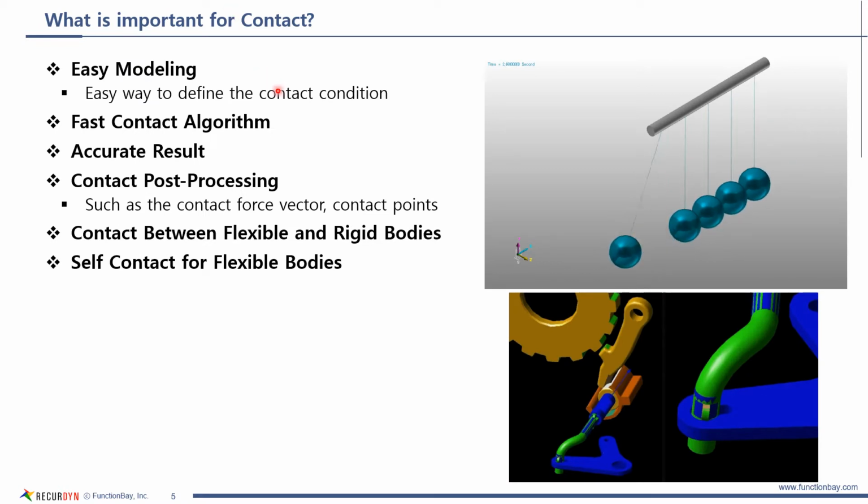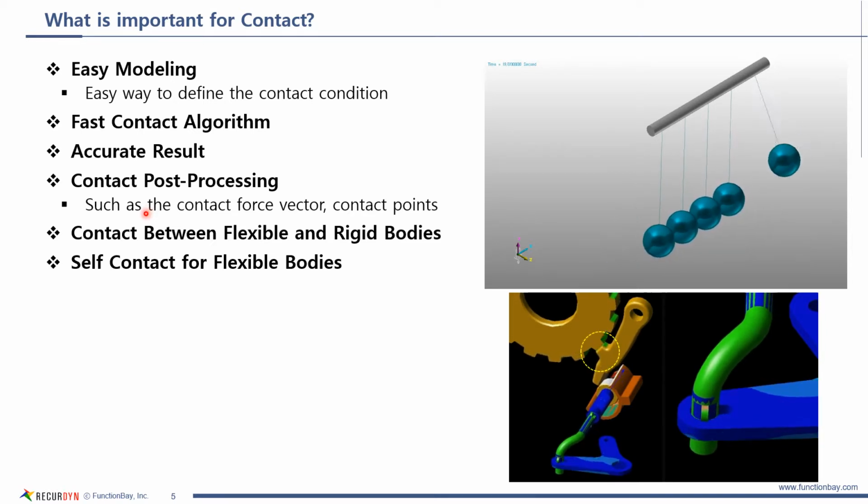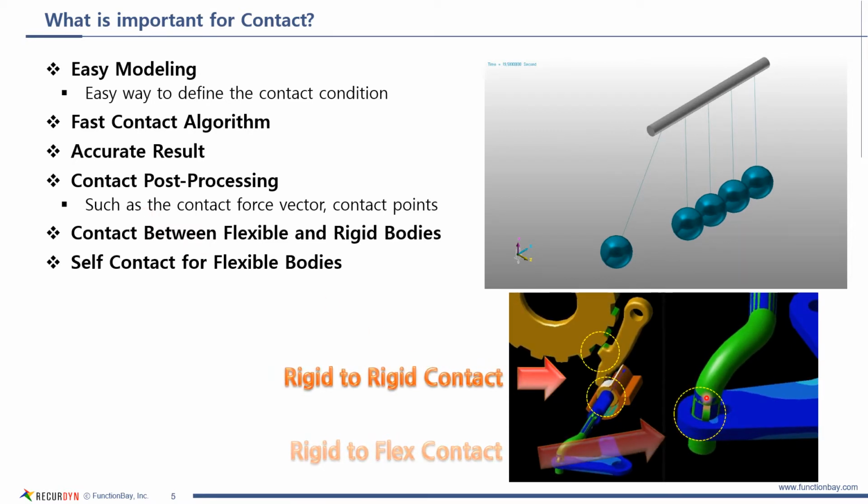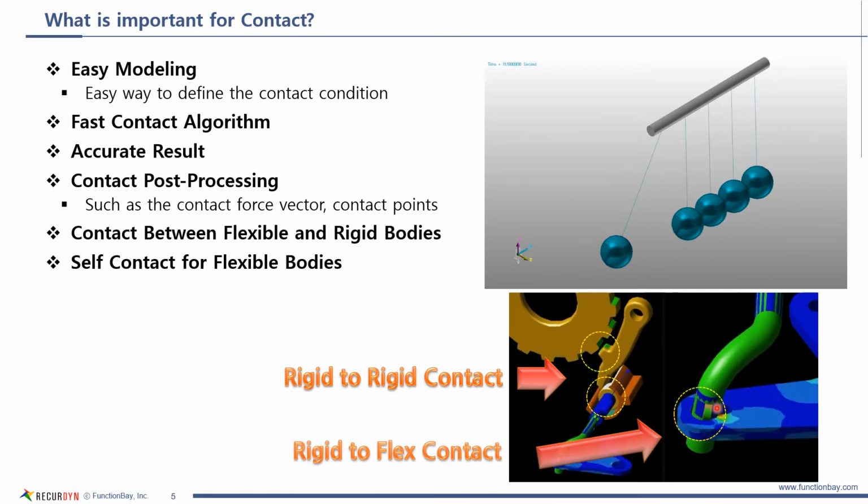What is important for contact? It is important to define the contact conditions in an easy way. And fast contact algorithm is important. Of course, the results must be accurate. And various and easy to use post-processing are important. Since both rigid and flexible bodies are often used together, contact between them must be supported, including self-contact for the flexible bodies.